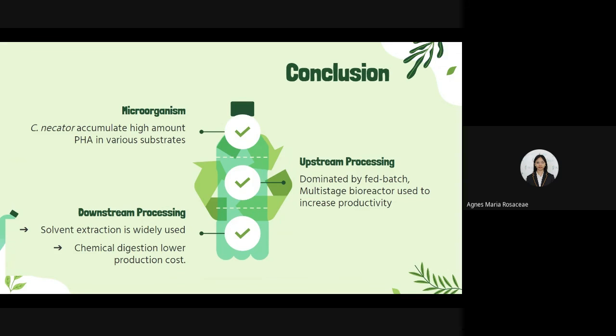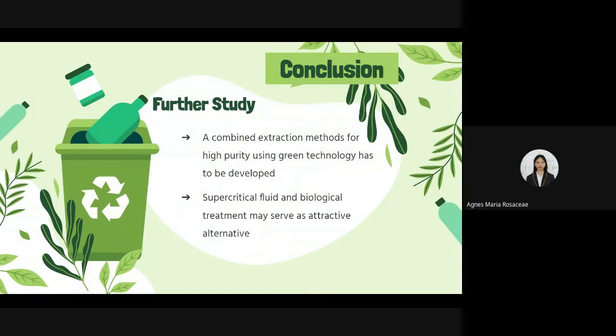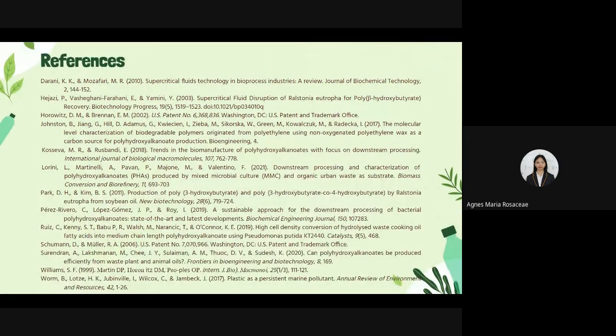However, it is high in production cost, and combining it with chemical digestion may lower the overall cost. For further studies, supercritical fluid extraction and biological treatment may serve as a starting point for green technology development. Overall, careful assessment of the combined method should be conducted to determine the most effective and suitable method for PHA production. Here are our references.